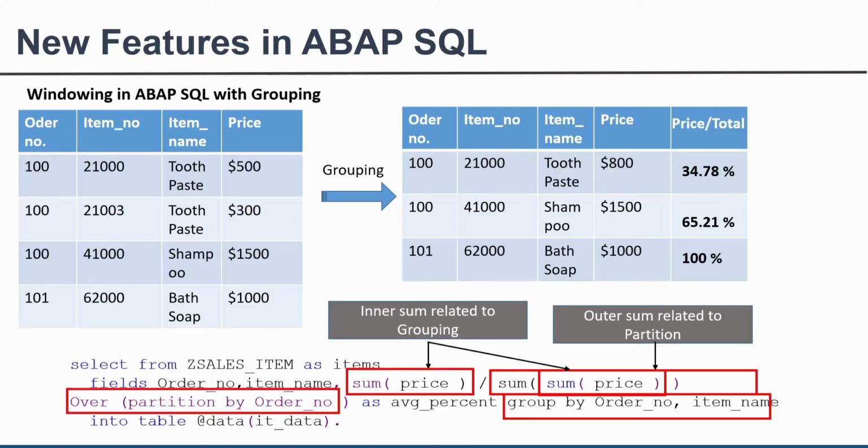So that is why you need to use sum of price 2 times, and then you give the window, you say over partition by order number, and then you say group by order number and item number. So this is how you can use windowing concept in ABAP SQL with grouping or without grouping, depending upon the usage or depending upon the requirement.